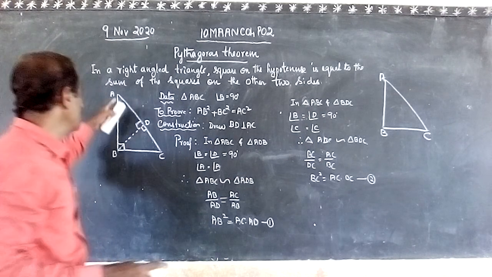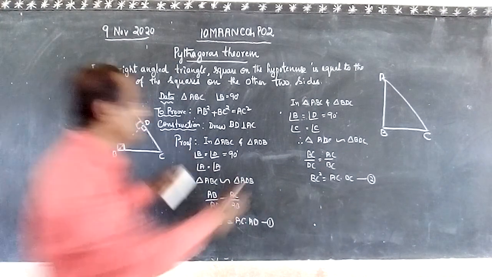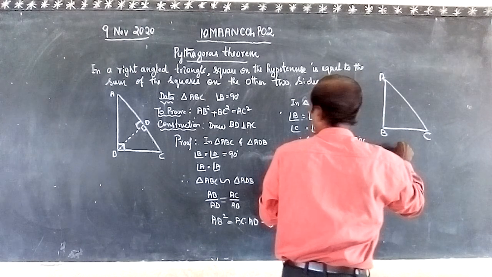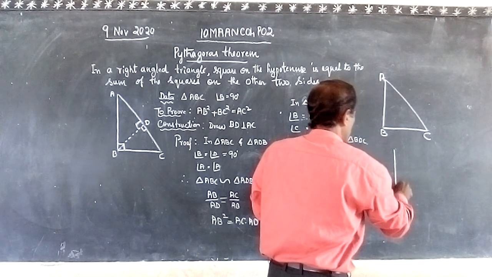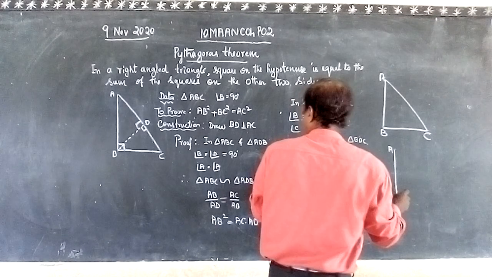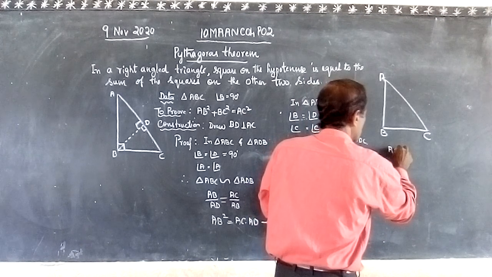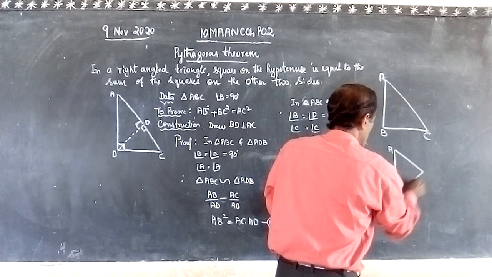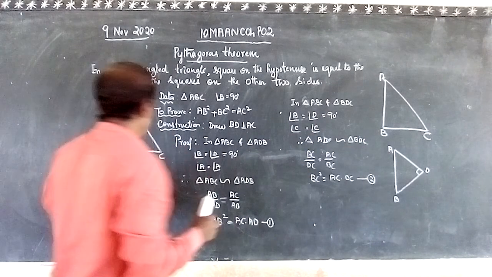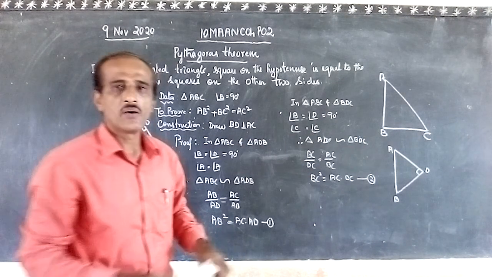Which are the two right angle triangles? ABD. See, look at this. This is the original triangle. I will draw one of the triangles. One triangle is like this: A, B, D. See, one triangle is like this. ABD, I have drawn. Okay.